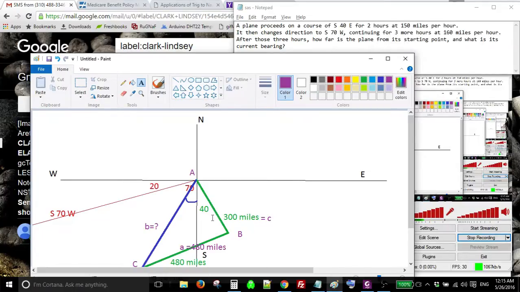Because this angle is 40 degrees, and this I turned using a known bearing. So this red line represents the known bearing. It's parallel to this green line, of course. Now, what is this angle right here? Let's see. This angle is 70 degrees.